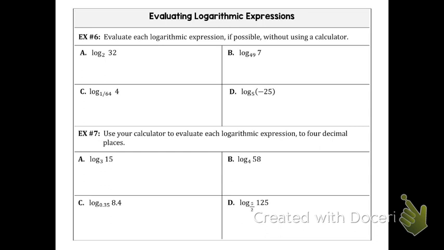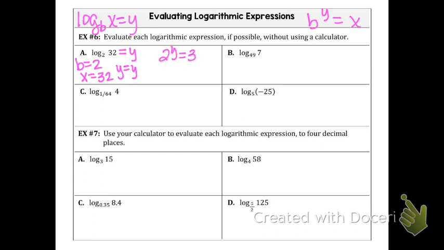All right, example 6 wants us to evaluate each log expression, if possible, without using a calculator. So it's just more of the same of what we were doing earlier. Notice we're in log form on A, so we are in log base b of x equals y. To solve it, we're going to change to its exponential form, b to the y equals x. So my base is 2, my x is 32, and y is just y.